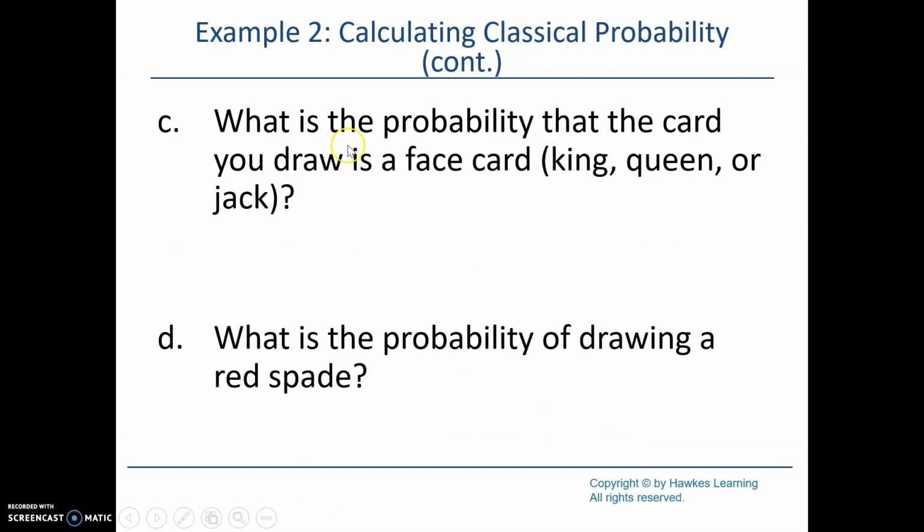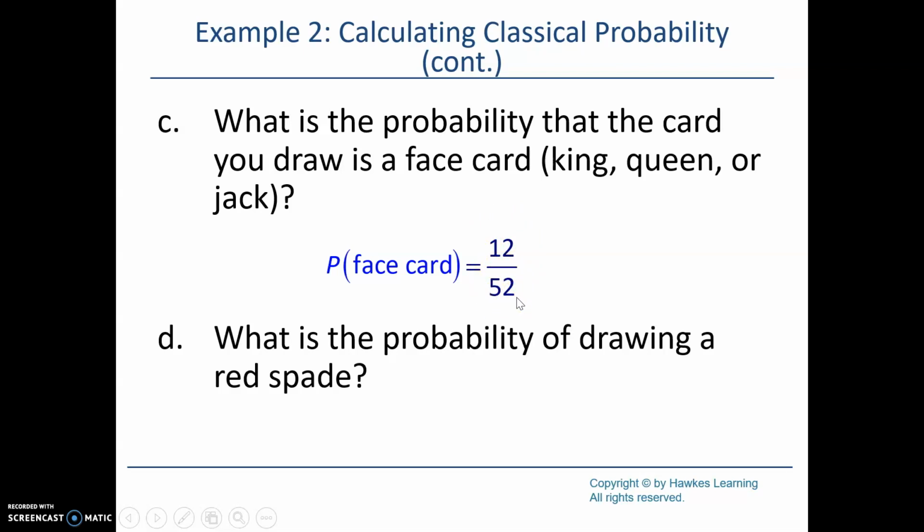All right, so here's the face cards. The probability that the card you draw is a face card. You remember the face cards are the ones with the king or the queen or the jack on them. So look back in your notes to see how many face cards there were overall. There should have been 3 in each suit, and there's 4 suits. So there should be 12 face cards out of the 52.